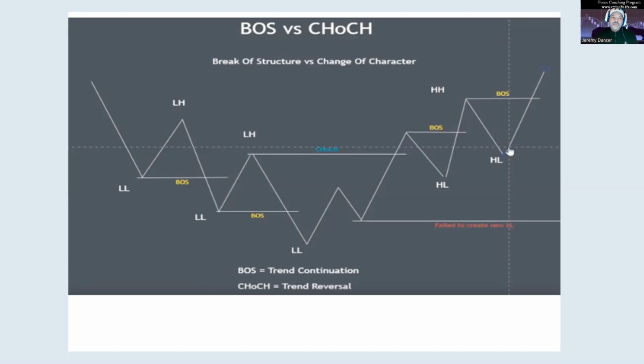Now, when it comes to break of structure and change of character, you can use it on the 15-minute time frame, but just be aware, longer time frames give you better overall data to trade off of. Whereas shorter time periods are great because they give you more information as to what is happening right now.